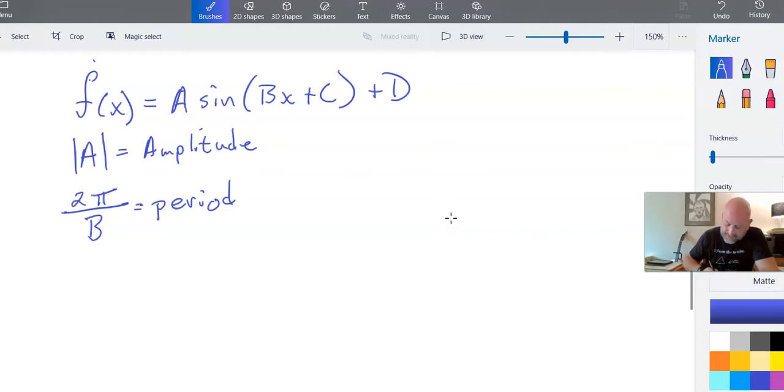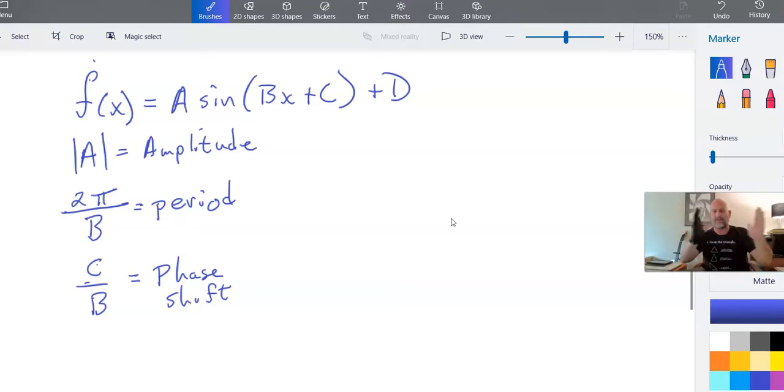And then C, well, that has to do with B also. C divided by B is your phase shift. And that's a horizontal shift. That moves you left and right is what it ends up doing.